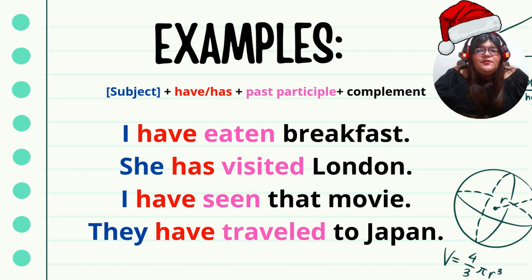Remember, subject in blue, right? What is the subject? I, she, I, and they in these examples. Well, what is the auxiliary verb of present perfect? Have and has, right? In red. Then we have the past participle, or the verb in past participle: eaten, visited, seen, traveled. It's similar to the verbs in past, but no.